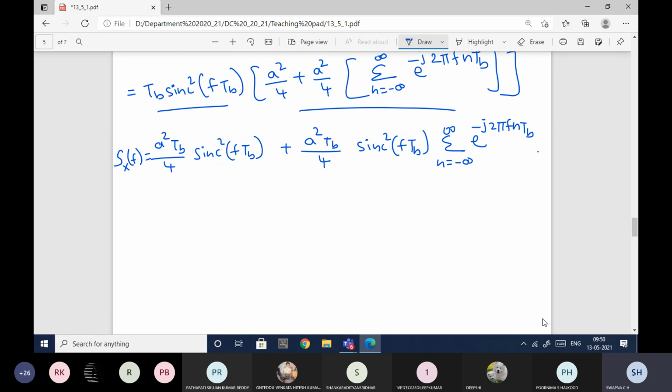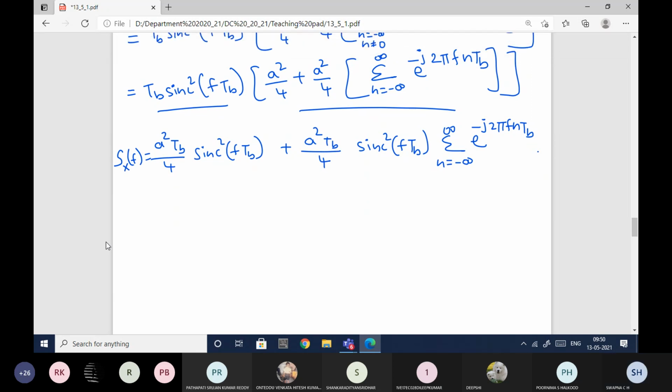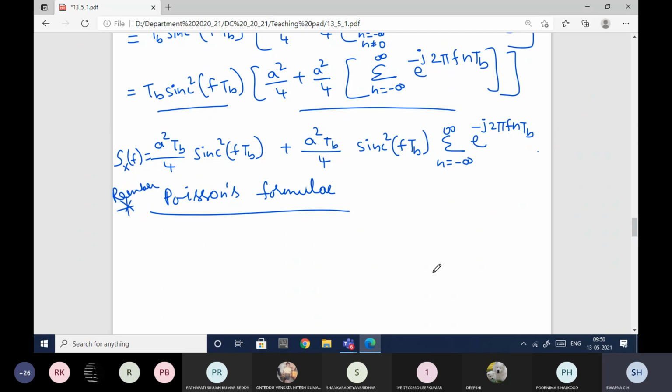So, does any one of you remember Poisson's rule? Poisson's formula. Again, you need to remember this formula. Can anybody tell me? Has anybody heard this name before? Yes, ma'am. Okay, tell me what it is.